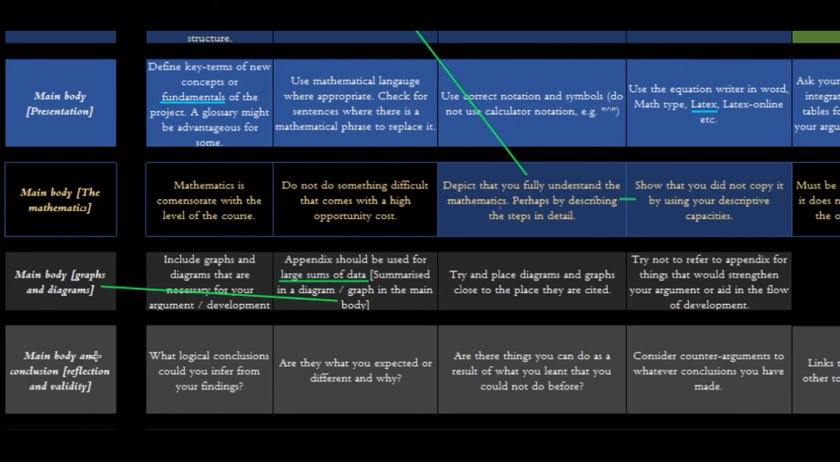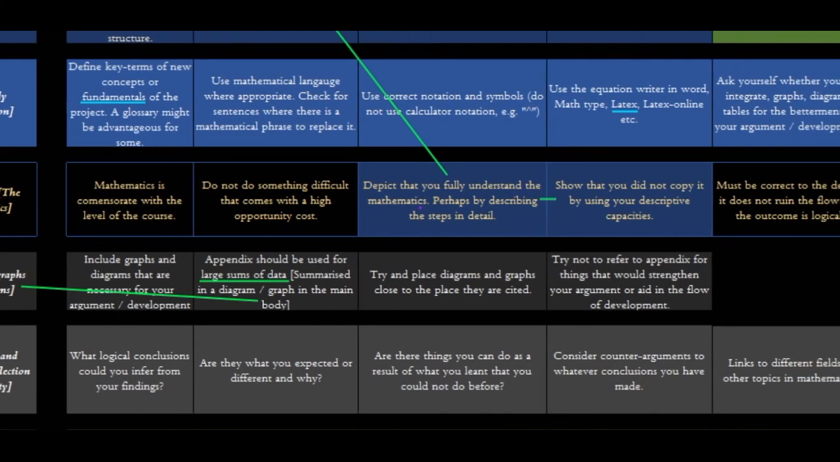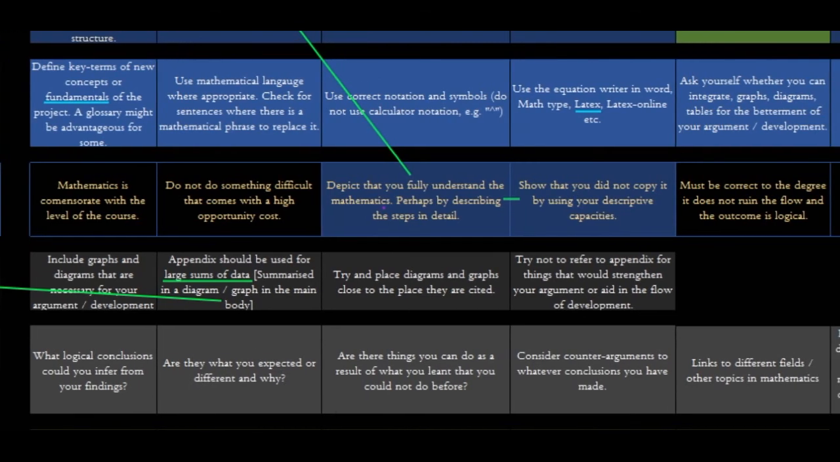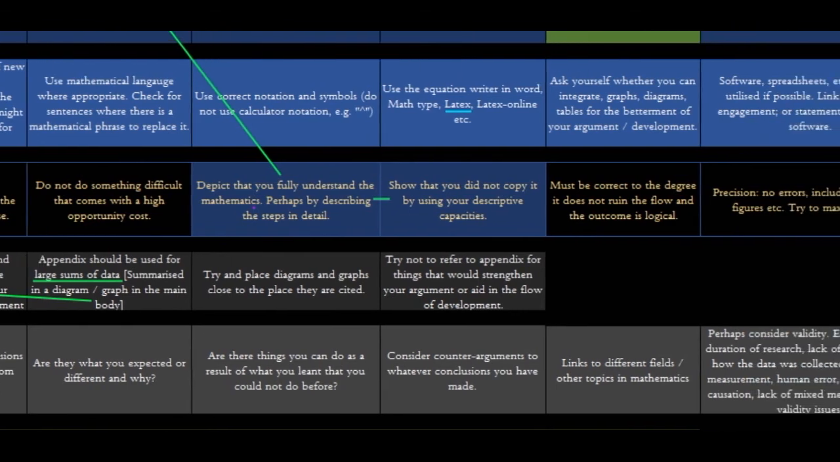Okay, with regards to the main body and conclusion, this is reflection and validity. Now, with regards to reflection and validity, I said, what logical conclusions could you infer from your findings? That's the first thing I would have in there in terms of reflection. Are they what you expected or different, and why? Did you actually expect what you found? Are there things you can do as a result of what you learnt that you could not do before?